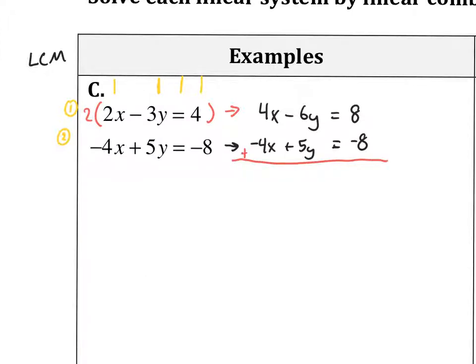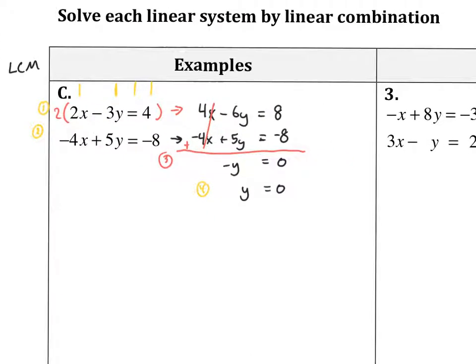All right, now, step 3 is I'm going to combine them, hence my linear combination. The x's drop out here, and I'm left with negative y equals 0, and take the opposite there to get y equals 0. So there's my step 4. Step 5 says I need to substitute that in somewhere, and again, it doesn't matter which one. I'm going to choose the bottom one just because I didn't before. So negative 4x plus 5 times 0 equals negative 8. Negative 4x equals negative 8, and x equals 2. So I'm claiming that my solution is (2, 0).